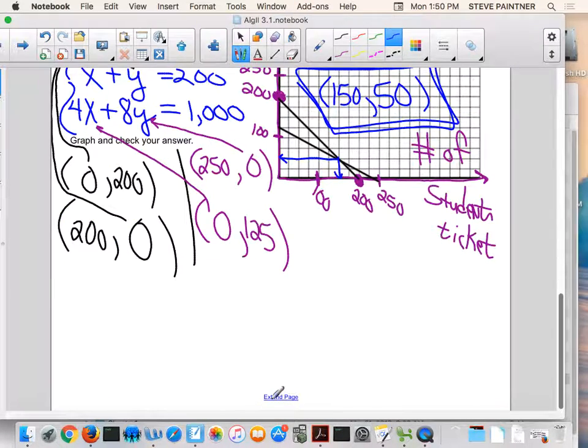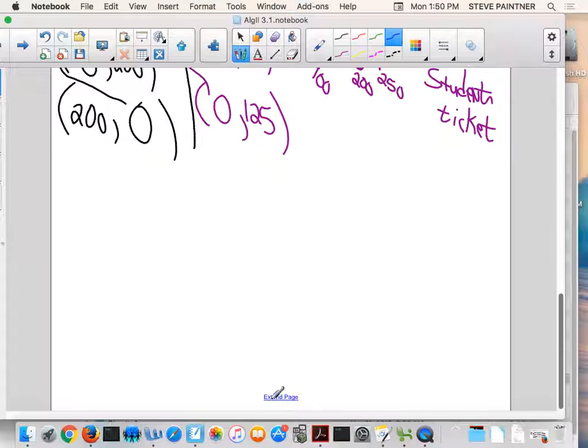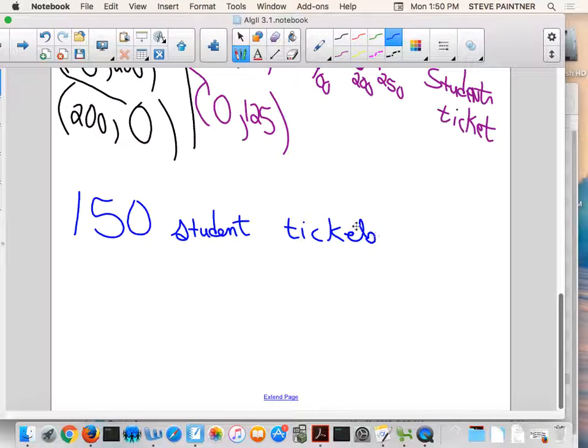You need to say this. At the end of a story problem, you need to say this. The 150 stood for what? Student tickets sold. Right. You have to say this. Otherwise, how do I know what 150 means? 150 student tickets sold? Where the 50 means what? Adult tickets sold.